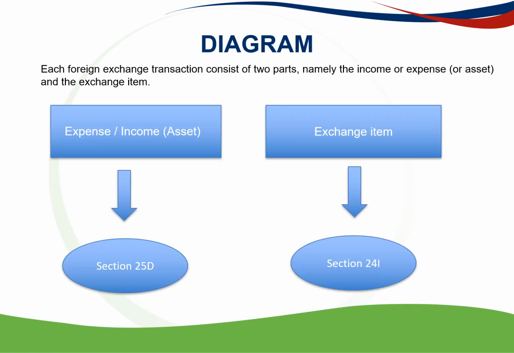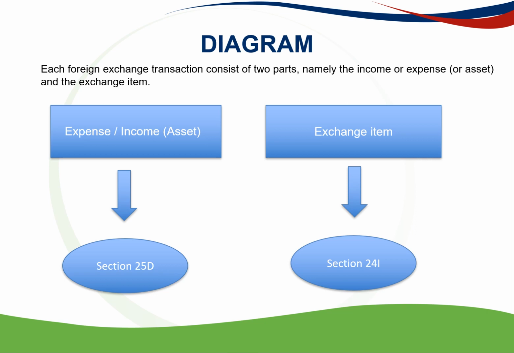In this diagram, we just want to highlight the fact that each foreign exchange transaction consists of two parts, namely the income or the expense, or even if you acquire an asset, and then the exchange item. So for the income and the expense, we will deduct the expense or include the income by converting the amounts to rand. For an asset, we will claim a capital allowance by converting the cost to rand.